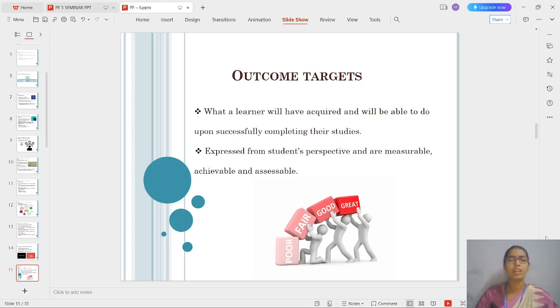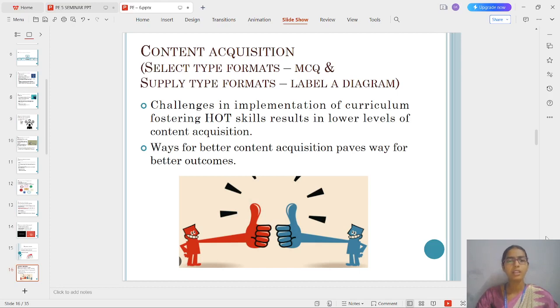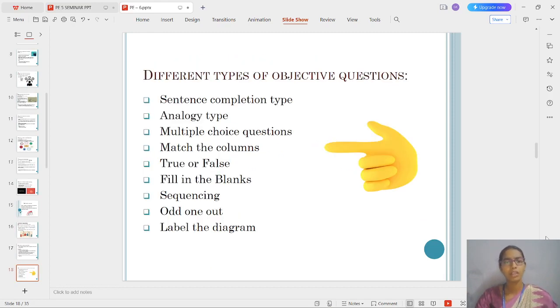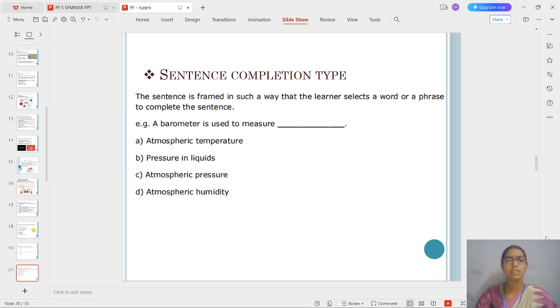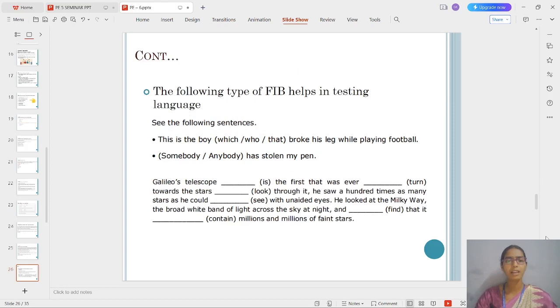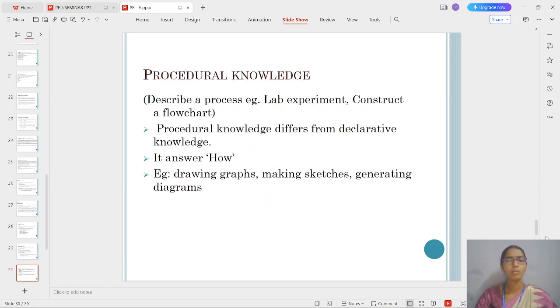The outcome targets are more or less similar to the learning targets, but the focus is on the overall ability of the student after the successful completion of the course. For assessing these, the tools used are mainly select type formats and supply type formats, which means MCQs or objective type questions. Here I have given some guidelines to frame objective type questions. These are the different types of objective questions: multiple choice questions, sentence completion type, analogy type, match the column, true or false type, fill in the blanks, sequencing, odd one out.